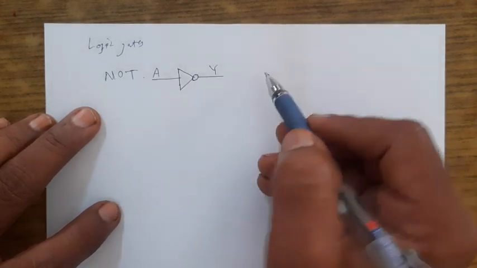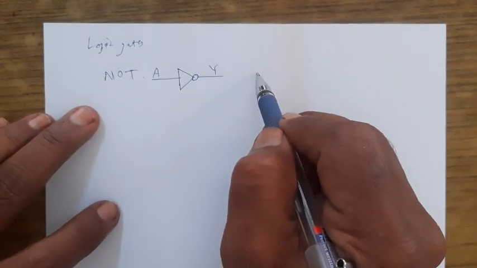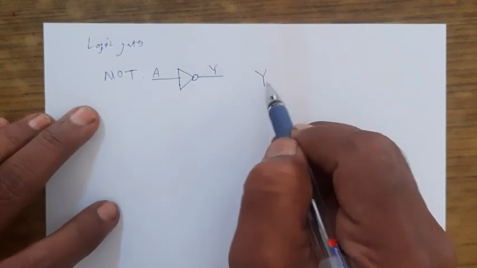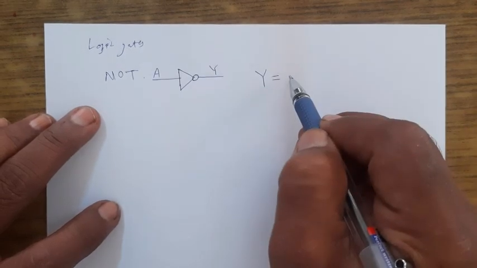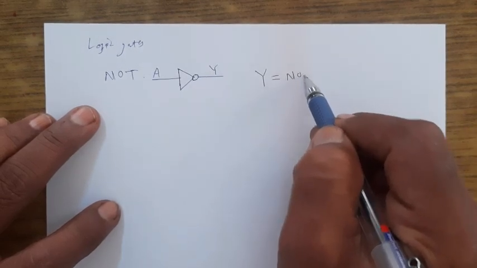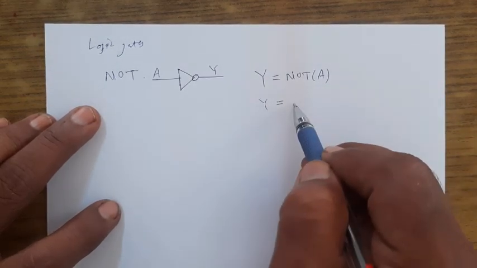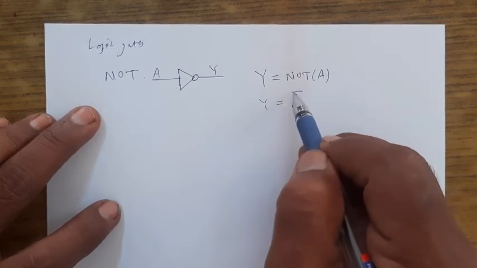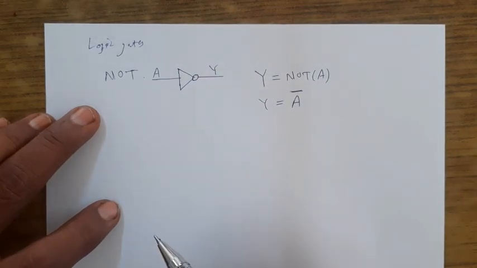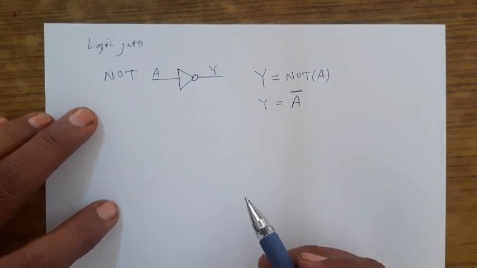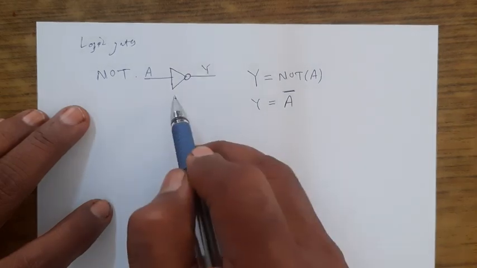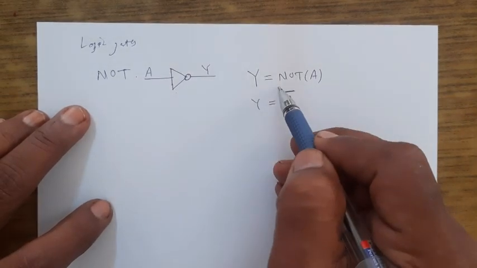Then for this logic gate there is a logic equation which gives you the relation between output and input, and here I can write Y is equal to NOT of A, or in other way I can represent it as Y is equal to A bar. A bar means it is NOT of A. This is the logic symbol, this is logic equation.